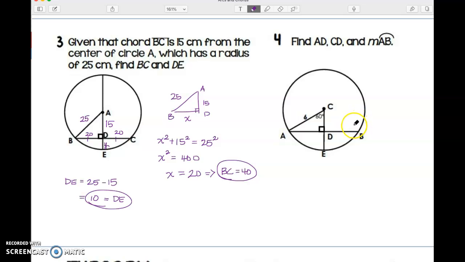For number 4, we have to remember our 30, 60, 90 triangle rules. The reason I know this is a 30, 60, 90 special right triangle is because I have a 60 degree and a 90, which means this has to be 30. So they ask us to find AD and CD and the measure of arc AB.